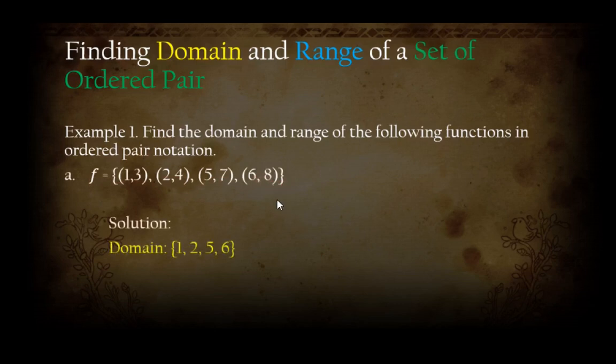And for our solution to find the domain, we will just write the first components. So we have 1, 2, 5, and 6. Also, we have the range: 3, 4, 7, and 8. And this is the domain and range of the given ordered pair notation.